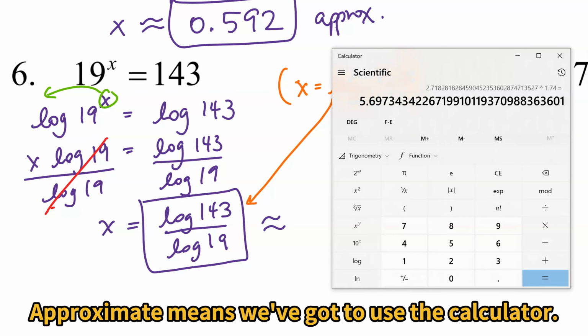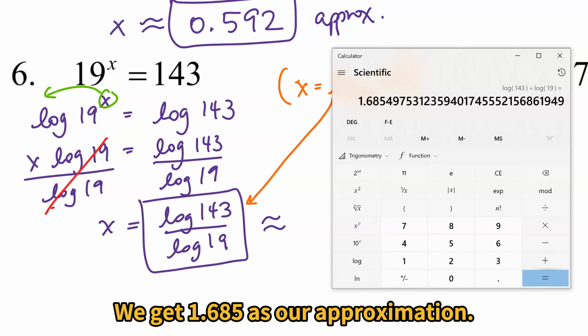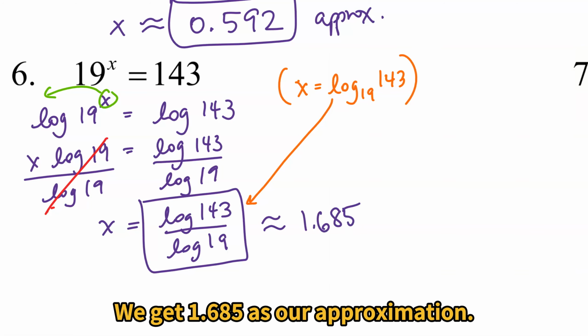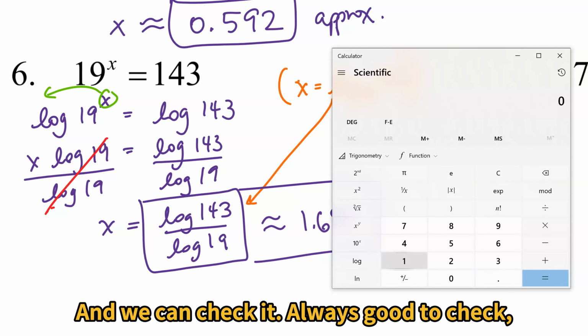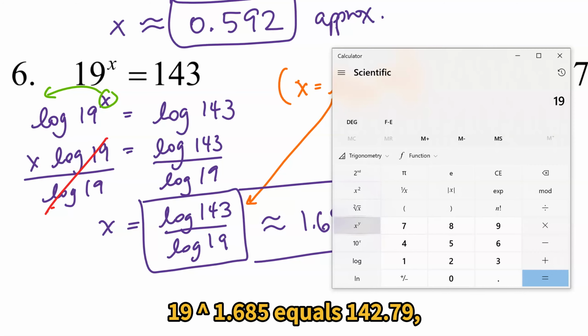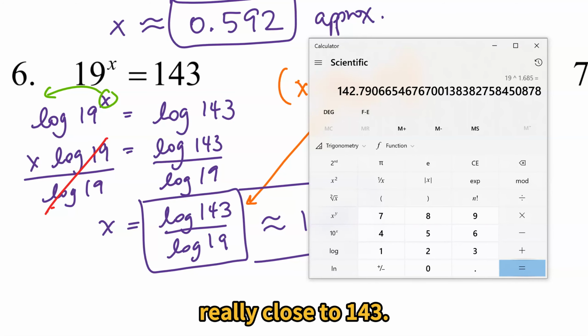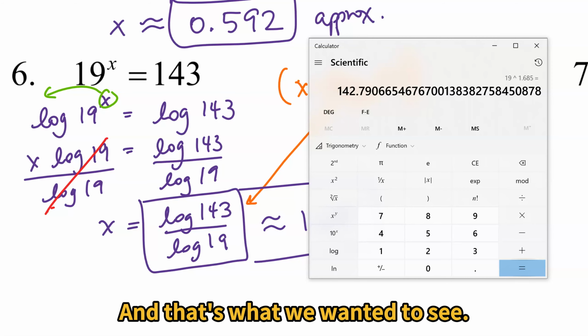Approximate means we've got to use the calculator. So 143, apply the log, divide by log 19, and hit enter. We get 1.685 as our approximation. And we can check it. Always good to check. And it doesn't take that long with these equations. 19 to the power 1.685 equals 142.79, really close to 143, and that's what we wanted to see.